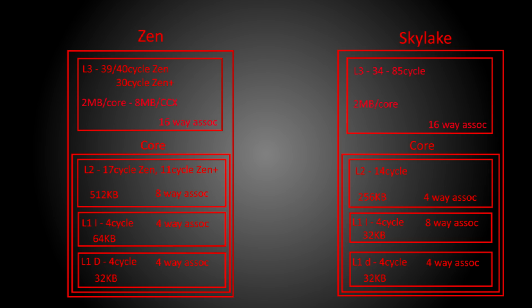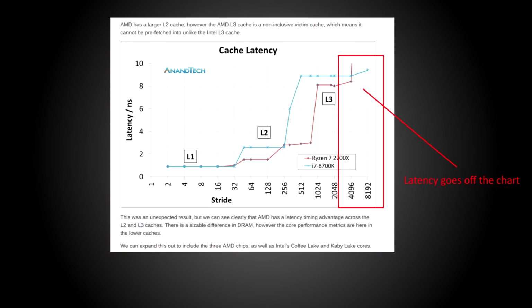Not at all. Firstly, the L3 cache of Zen is split into two separate clusters, one in each CCX, essentially putting a massive latency penalty between the two should a core need to access another CCX's cache, which they can and will do. This is shown by Anandtech's cache latency graph, where the L3 latency spikes to over 10 nanoseconds at a stride greater than 4000.